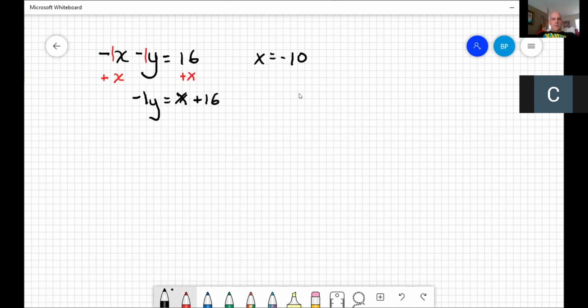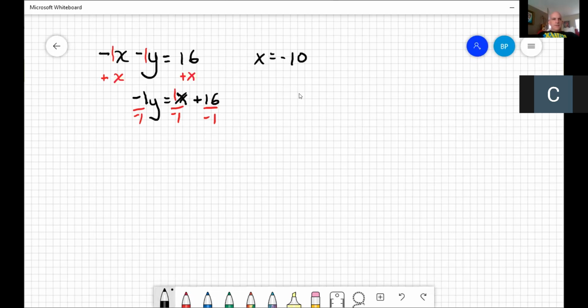All right, last step then is to get y by itself. I don't want this negative 1, I want it to be a positive 1. So what I'm going to do is divide to get rid of that negative 1. All right, that's a two-step process to get rid of these, and this is a 1x again, to get rid of this term to the other side and the coefficient on the y.